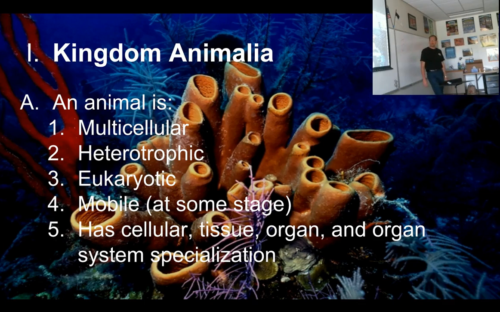Okay. Eukaryotic, we know what that word means. It means they have membrane-bound organelles. Most importantly, they have a nucleus. But they also have vacuoles and lysosomes, and Golgi apparatus, and endoplasmic reticula, all kinds of membrane-bound organelles. Okay? They are mobile at some stage. Every animal moves at some point. Not every animal moves as an adult. The sponges that we'll be looking at in just a moment do not move as adults.